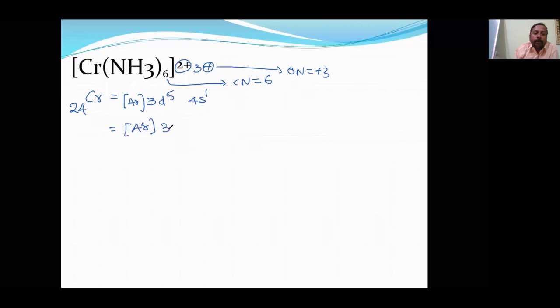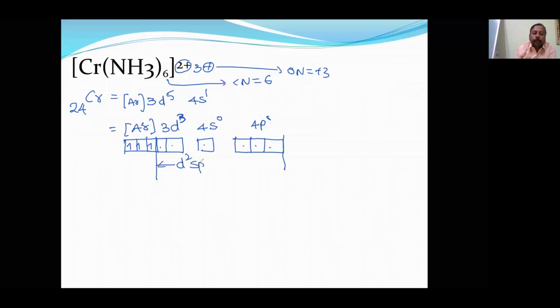Which of the following will always form inner octahedral complexes only? 3d3, 4s0 and 4p also 0. Now the coordination number is 6, so I have to pick up 6 orbitals. From here I should start picking up: 1 2 3 4 5 6. So the hybridization will be d2sp3.